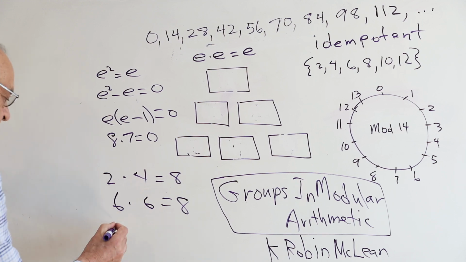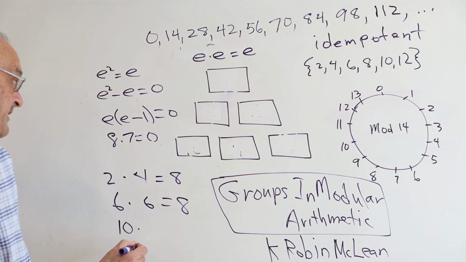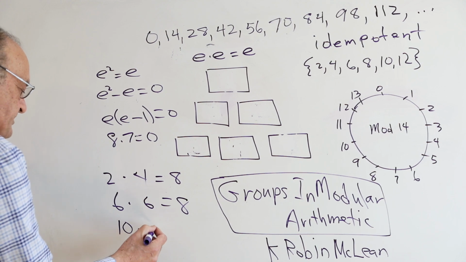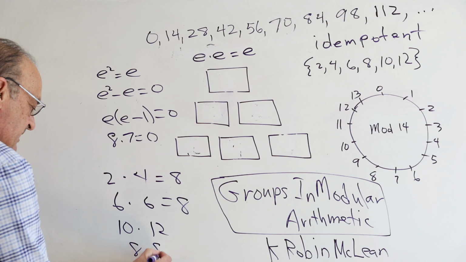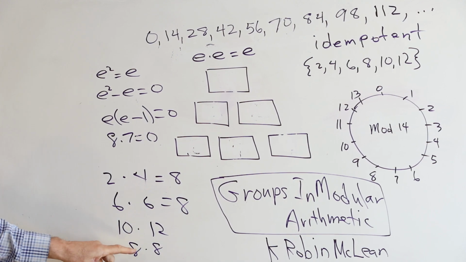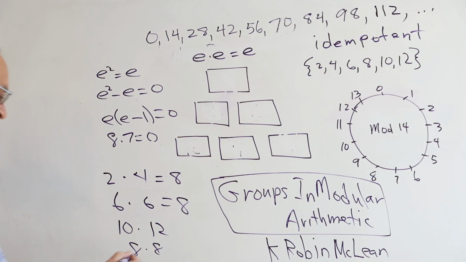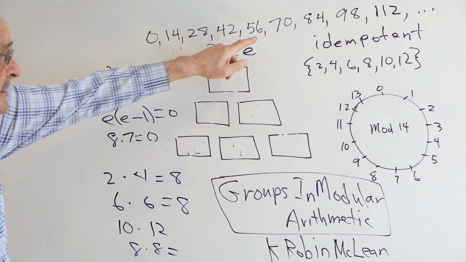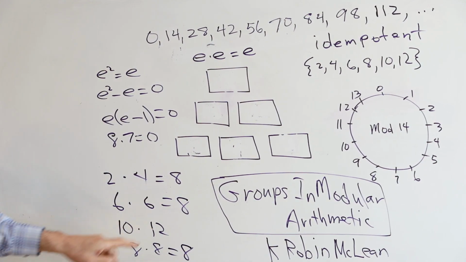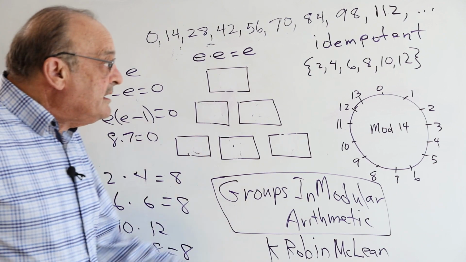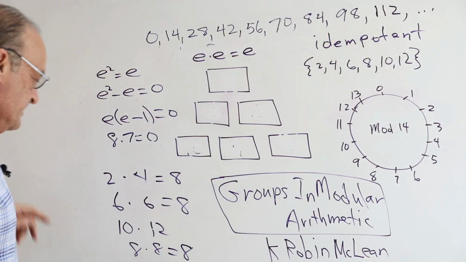So what about 10? Well, the only thing left, I think, would be 12, because 8 is, if 8 is the identity, it's going to be its own inverse. So 8 times 8 is 64. Take away 56 is 8. And 10 times 12 is 120. Take away 112 is 8.